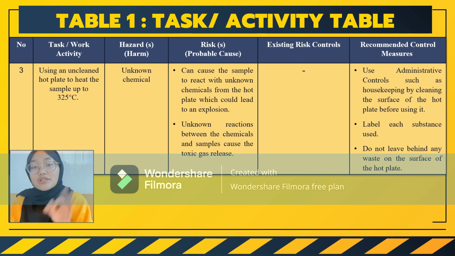The third task is using an unclean hot plate, where the hazard can be unknown chemical. This will result in explosion and also toxic gas release due to an unknown chemical reaction. The recommended control measures are housekeeping and labeling all the substances.